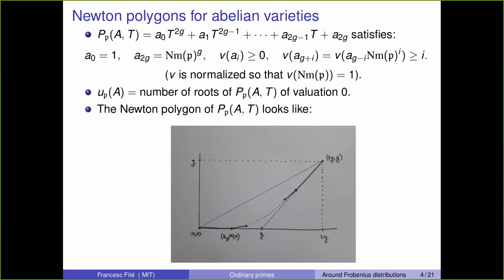And there's another piece of data that we can read from the Newton polygon that I introduced before. So I told you that I would use the notation u sub p for the number of roots of P sub p which have valuation 0. But by the fact that I was telling you on the previous slide about the Newton polygon, this should be exactly the x length of the segment which has slope 0. And another way to say this is that the length of the segment that the Newton polygon shares with the x-axis should be this quantity u sub p.